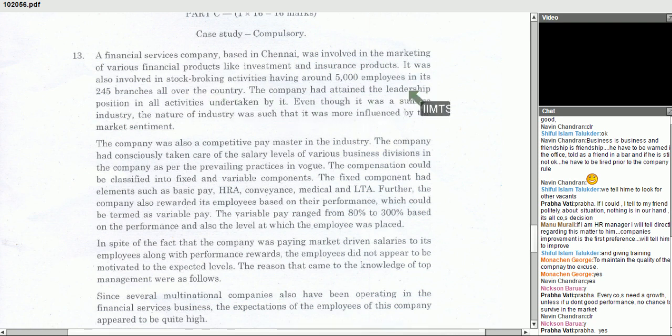All over the country, the company has attained the leadership position in all activities undertaken by it. So in whatever things the company is into, like stock broking or marketing of financial products like insurance and investment, they are the leaders in those fields. They are on the top.